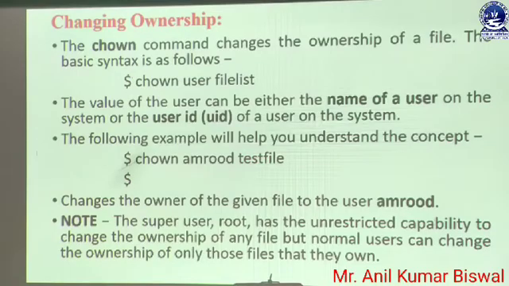Whenever a user gets a successful response, we never get any type of warning or error message, and we simply get the prompt in our Unix system. That means we know that this command has been successfully executed. If a user wants to change the owner of the given file to a user, known as amrood, at that moment we can take the help of the chown command.